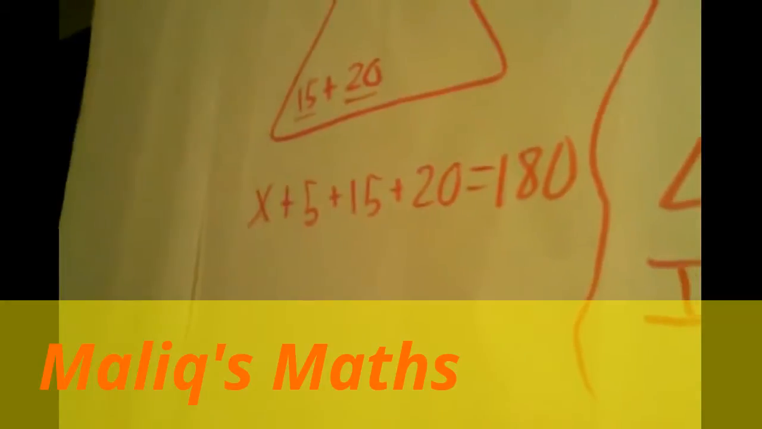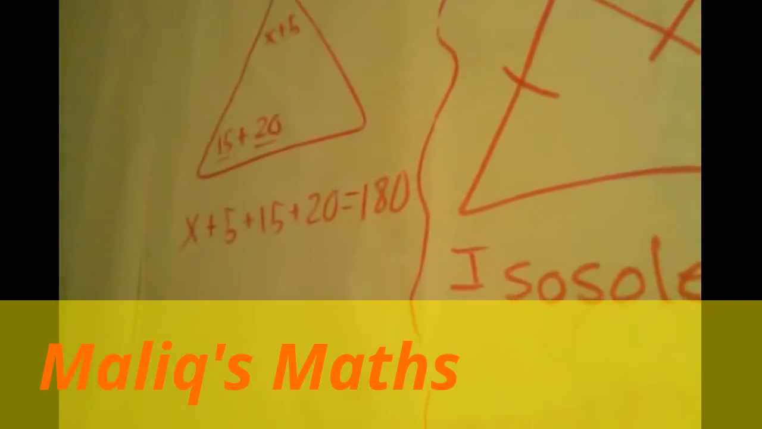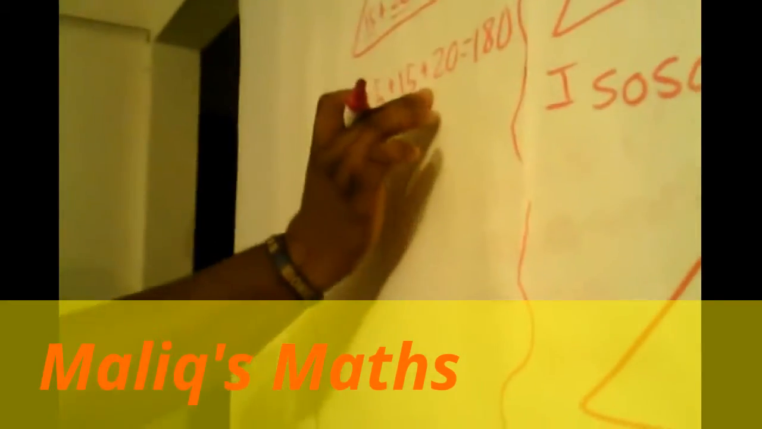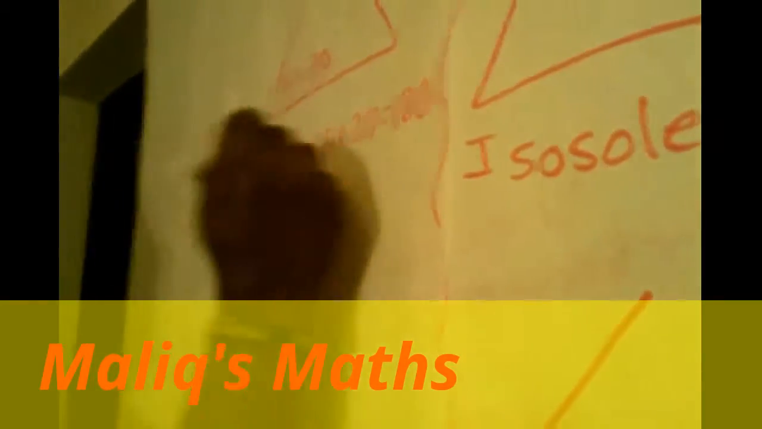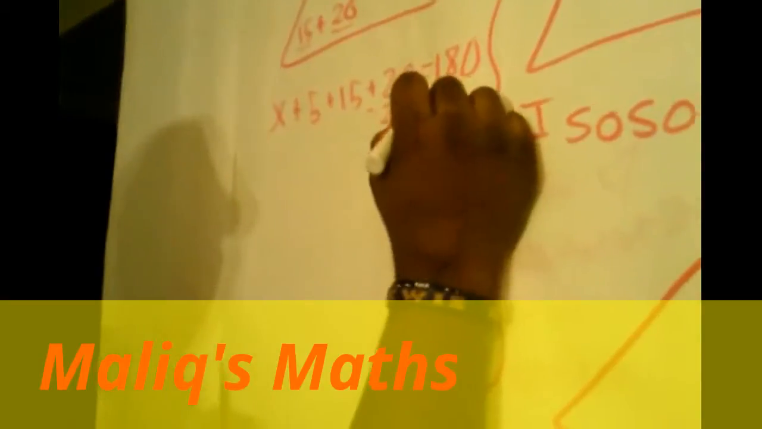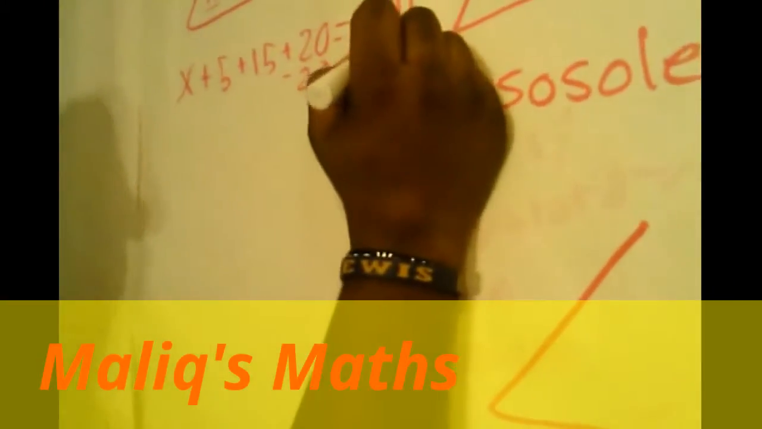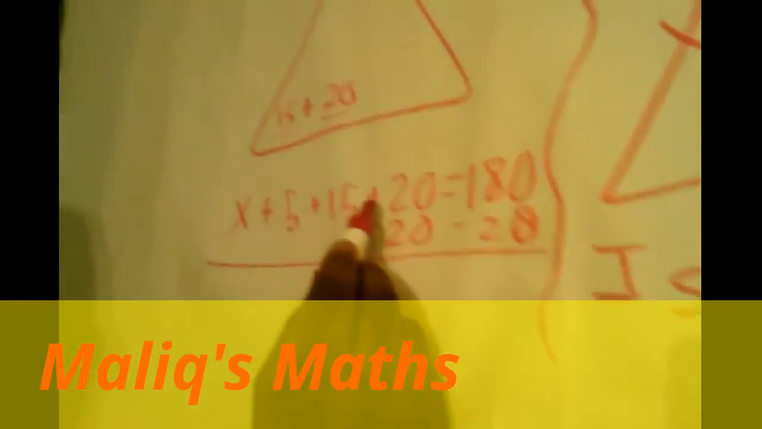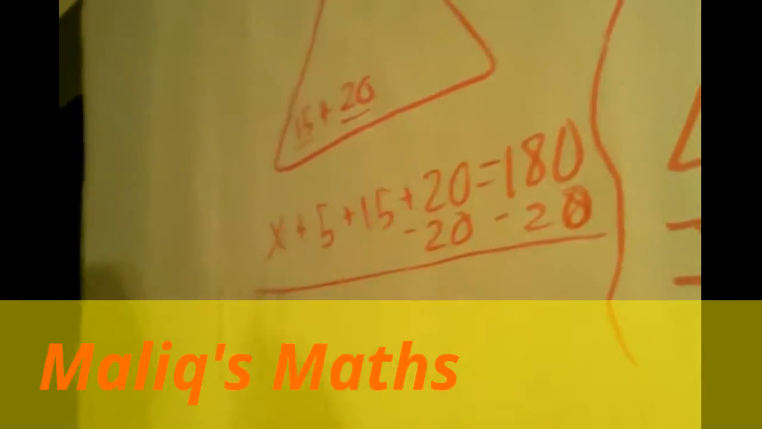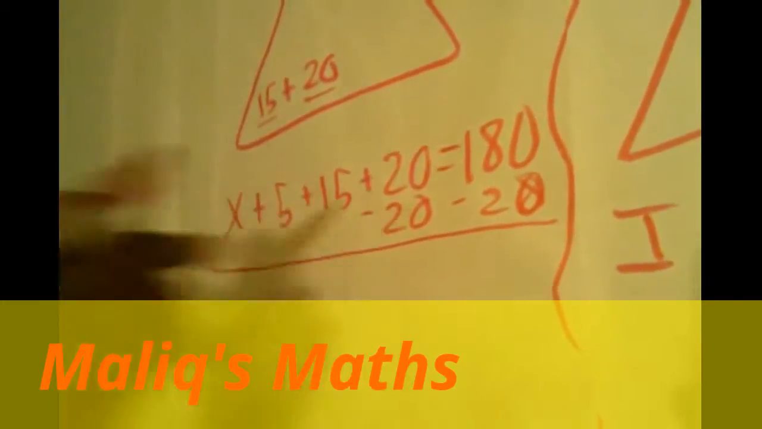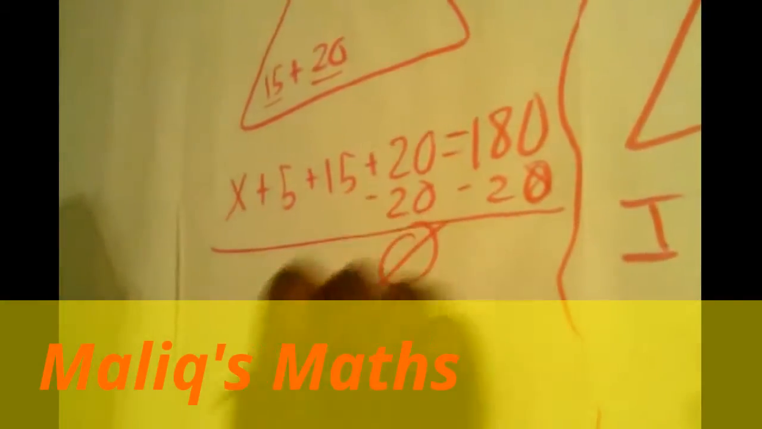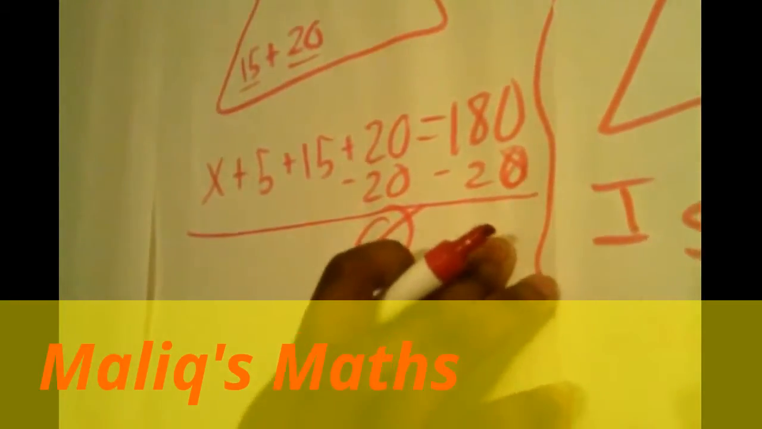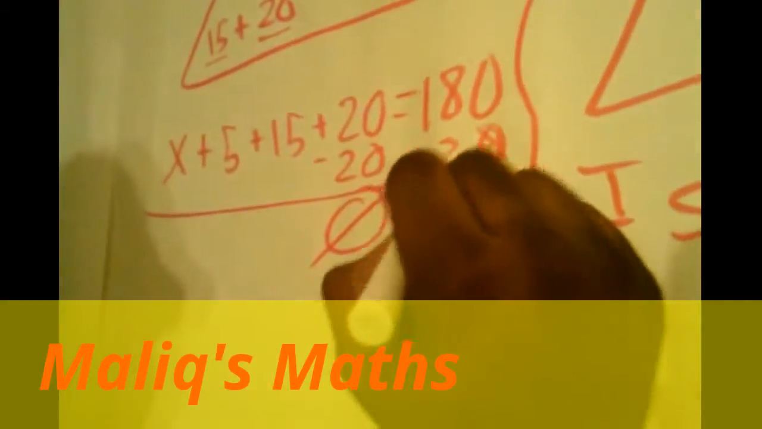So, what we're going to do, this is the difficult part. Everybody must pay attention. First, what's the opposite of plus 20? Minus 20. Yes. You take 20 from 180. Now, what's a positive 20 plus a negative 20? It's gotta be 0. So what is 180 minus 20? 160. Good job.